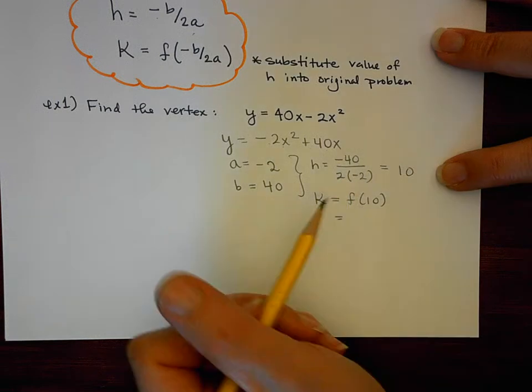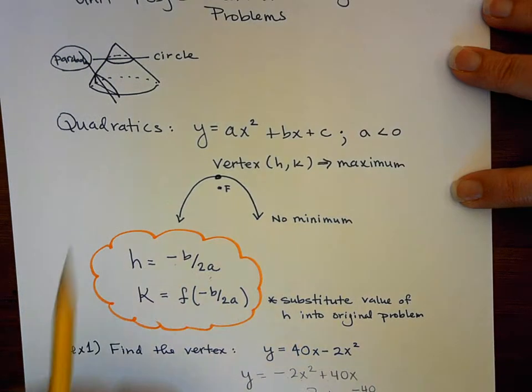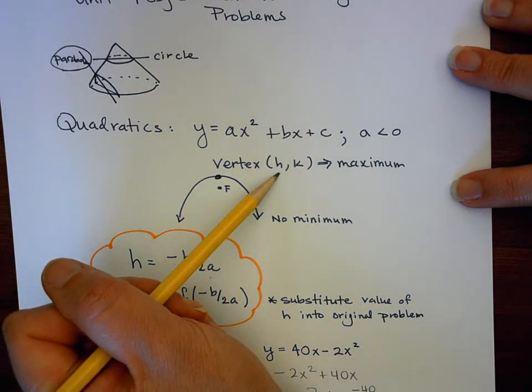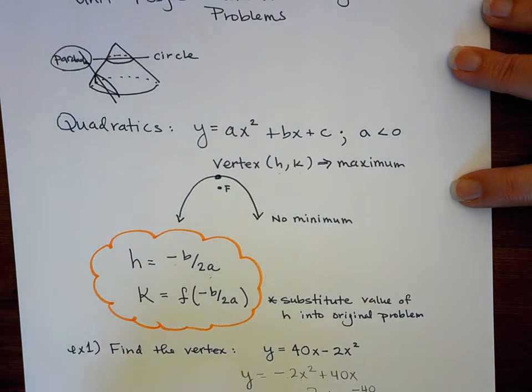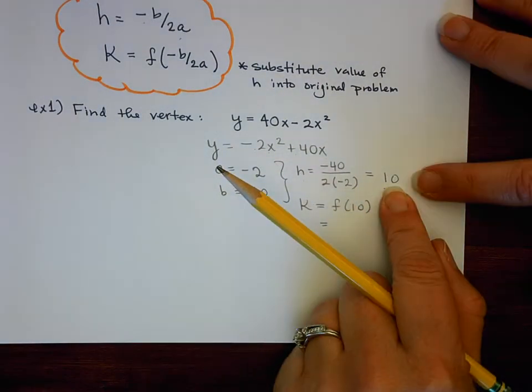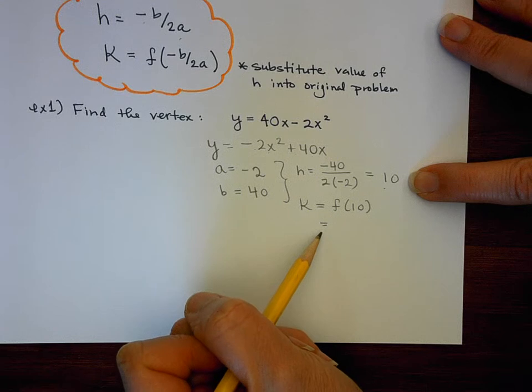So I know that h is 10. And what does h represent? If I look at my vertex, is that a value for x or a value for y? It's a value for x. So we call it h because it's a special x value, right? It's the vertex x value. So then h is 10, so this is a value for x. So I want to know a number for my corresponding y value, which is our k.